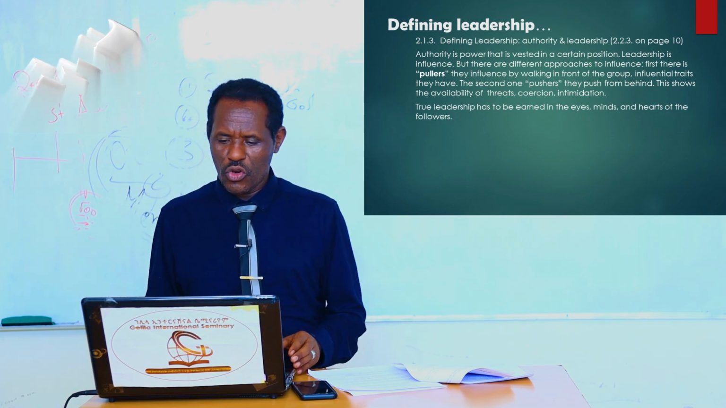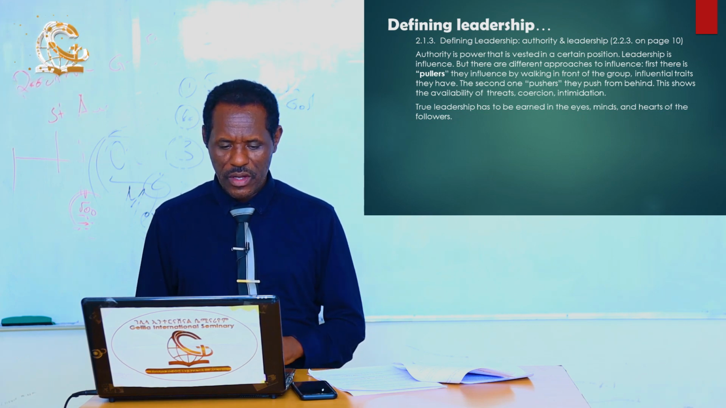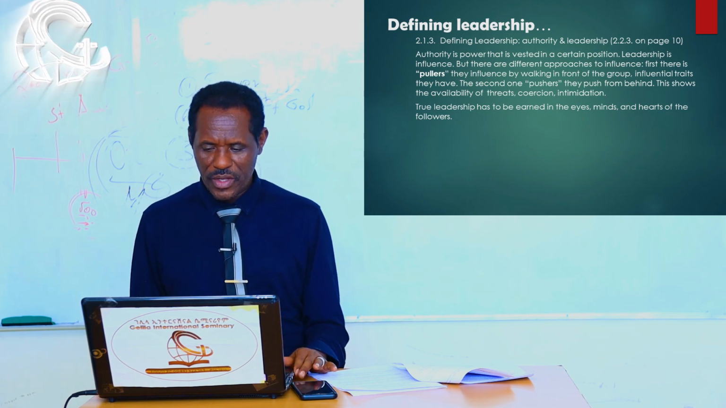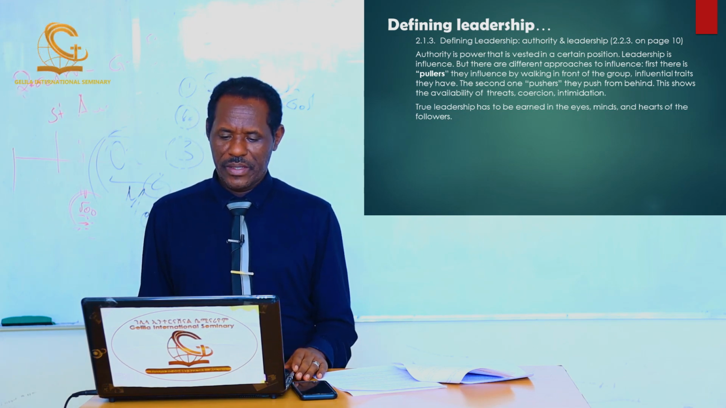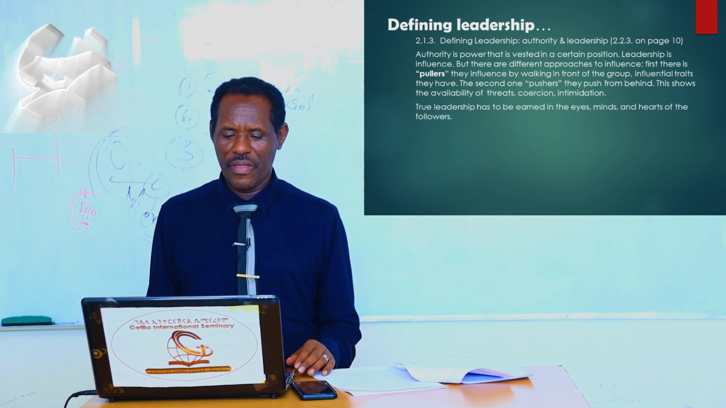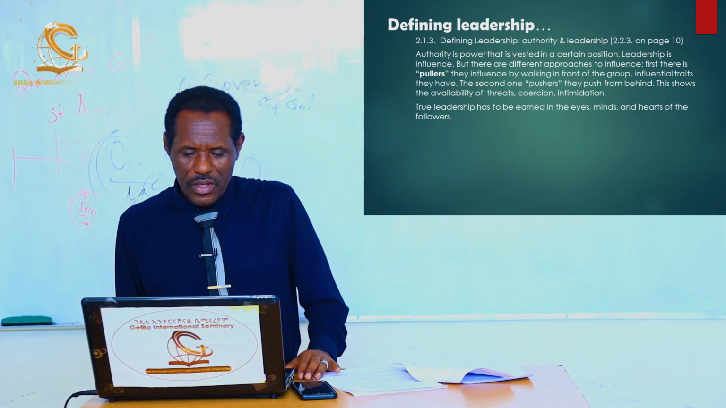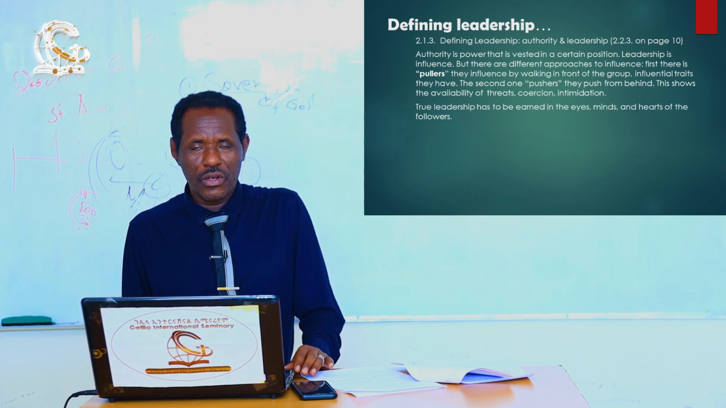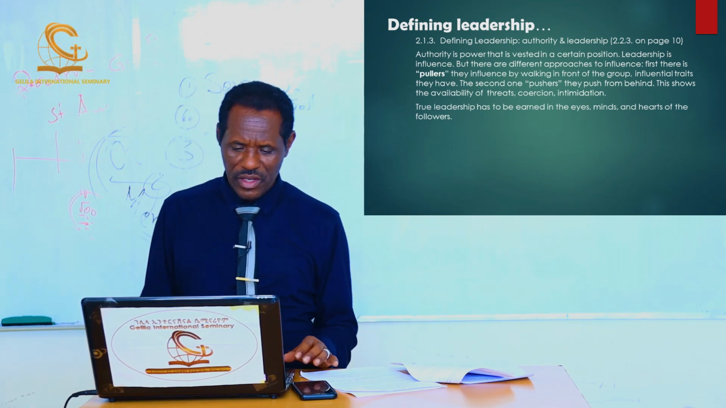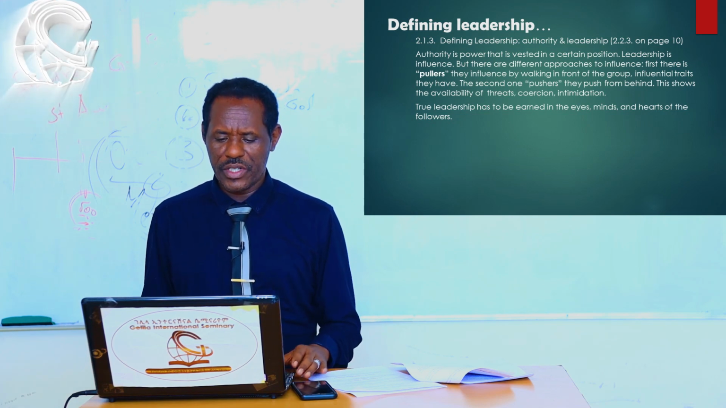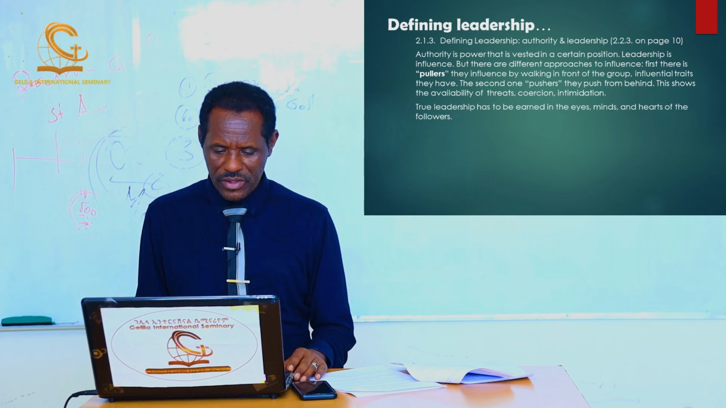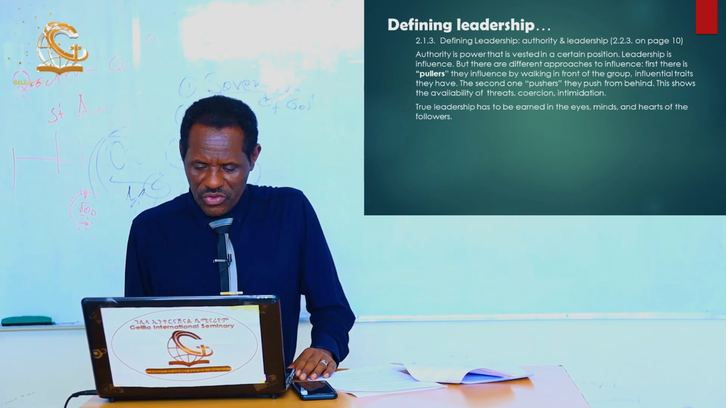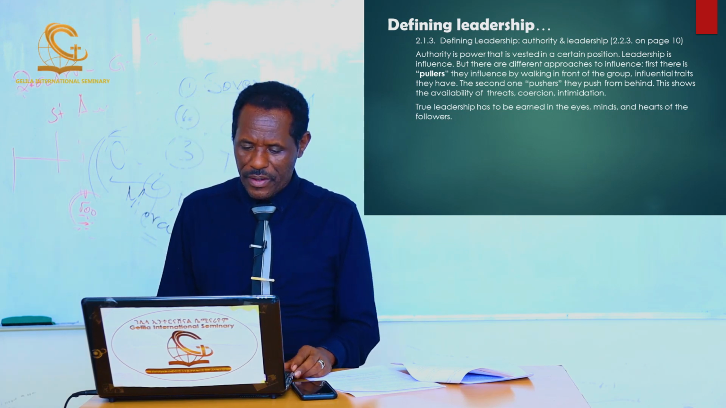So pullers have very influential traits or behaviors. The second approach to leadership is pushers. They push from behind. This shows the availability of threats, coercion, and intimidation. The crowd or the team follows them based on threats, coercion, punishment, and intimidation, not easily. So true leadership has to be earned in the eyes, minds, and hearts of the followers. If anyone becomes a true leader, followers can easily see him, understand him, and follow him.